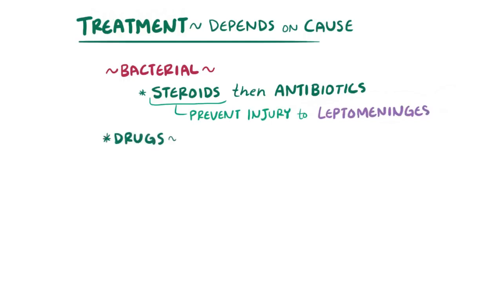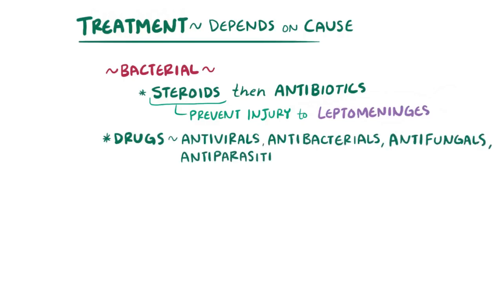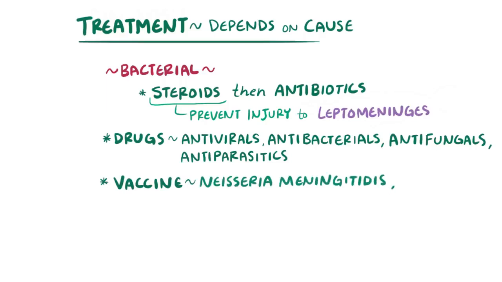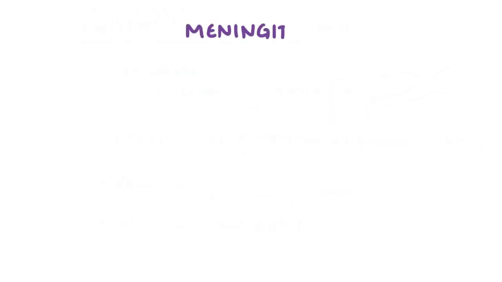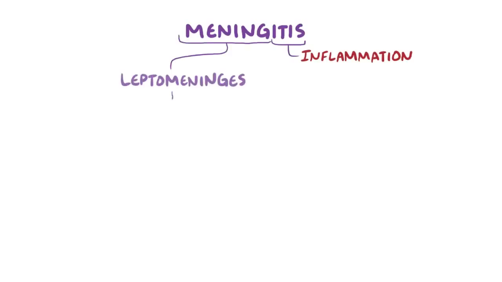In general, drug treatments like antivirals, antibacterials, antifungals, or antiparasitics are aimed at the specific cause of meningitis. Prevention with a vaccine is appropriate for some causes like Neisseria meningitidis, but also for mumps and for disseminated tuberculosis. Prophylactic antibiotics can also be administered to avoid outbreaks of bacterial meningitis, like in households where individuals haven't been vaccinated against Neisseria meningitidis.